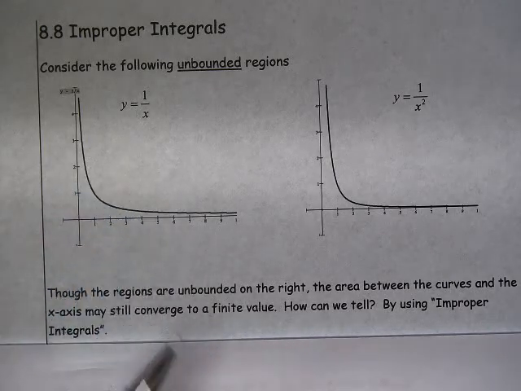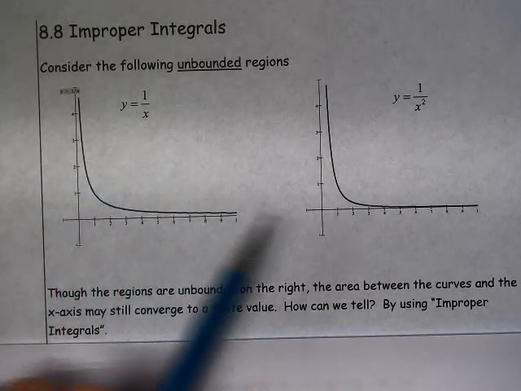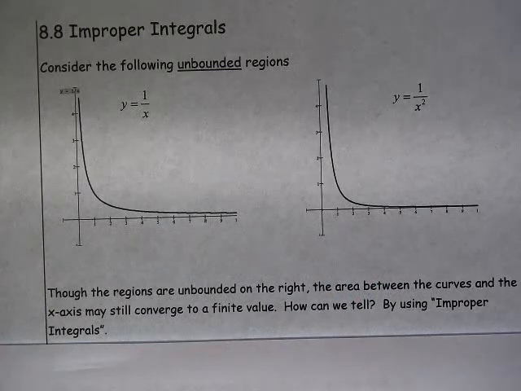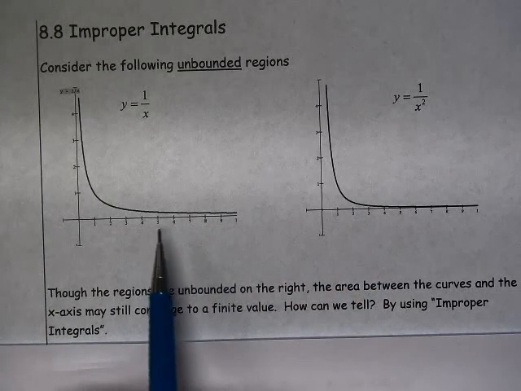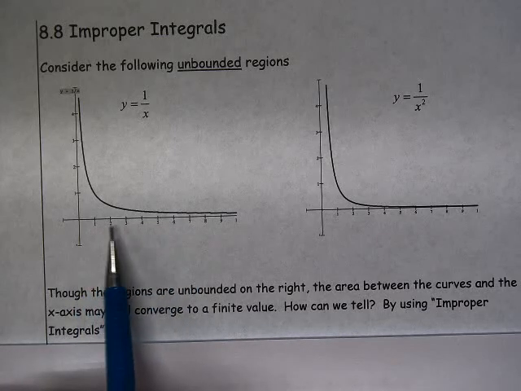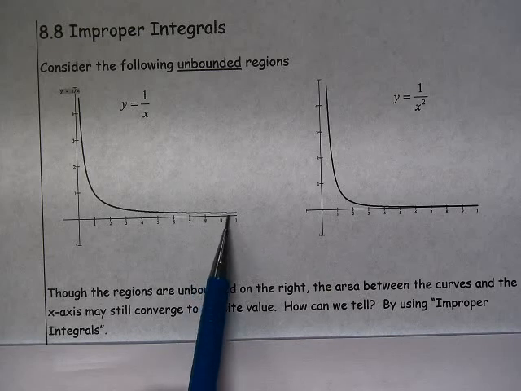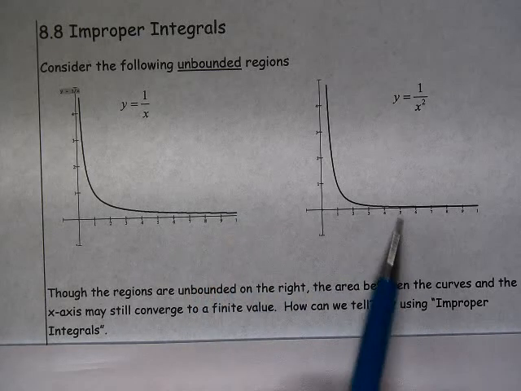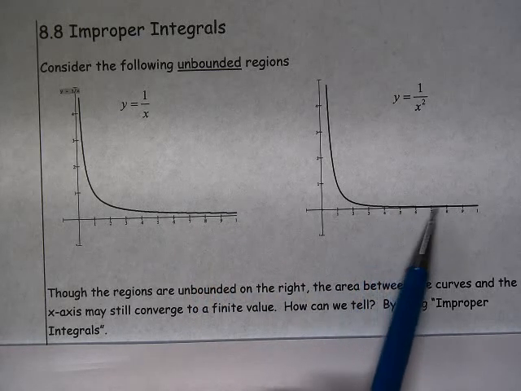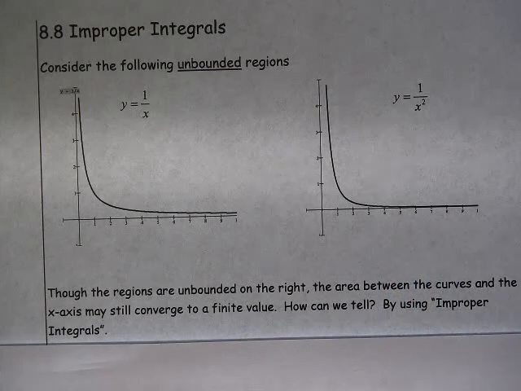As we look at these two graphs, we have y equals 1 over x and y equals 1 over x squared. And these regions are not bounded on the right. So they both have a horizontal asymptote at y equals 0. This graph never actually touches the x-axis, right? But the area between the curve and the x-axis may still converge to a finite value.